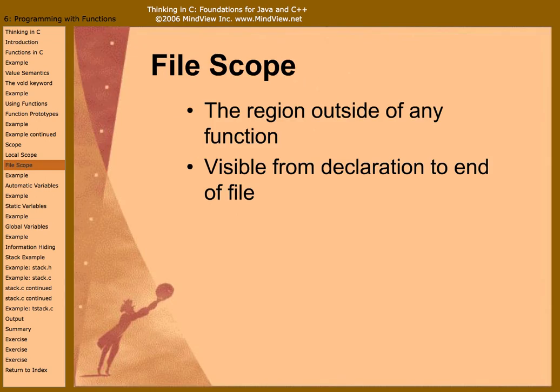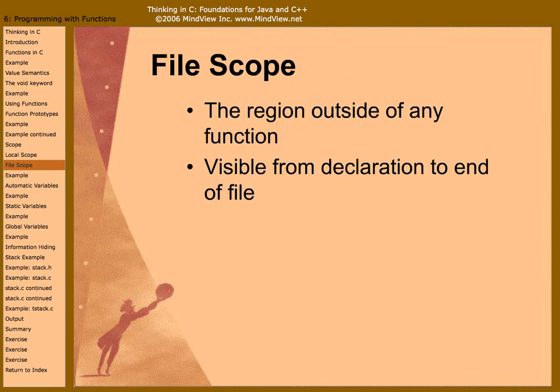File scope is that region of your source which is outside of the function. So anything you define outside of a function is visible from that point that you define it until the end of that file. And functions themselves, the names of the functions that we've been defining, have that same scope, since they're being defined outside of any other function. So once you define a function, you can use it from that point on to the end of your file.